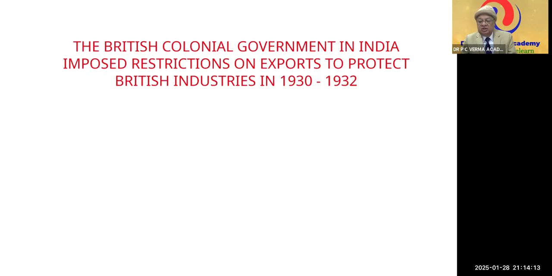Secondly, in 1930, Tariff Board was created by British India. British government established the Tariff Board to regulate Indian imports and exports, further restricting Indian industries. And thirdly, Ottawa Agreement, 1932. The Ottawa Agreement, a trade agreement between Britain and its dominions, further restricted Indian exports and reinforced British economic dominance.